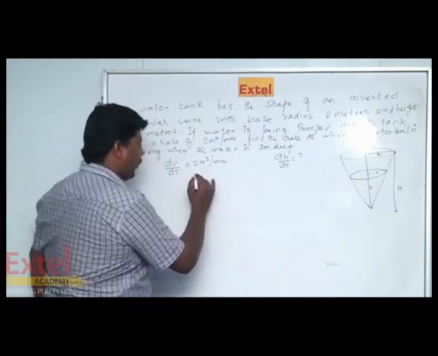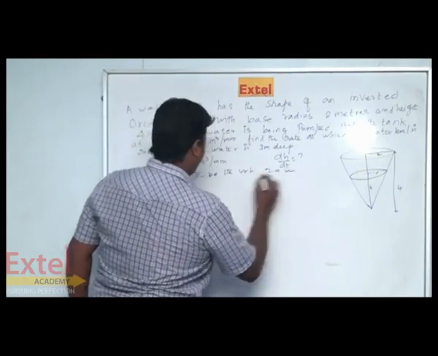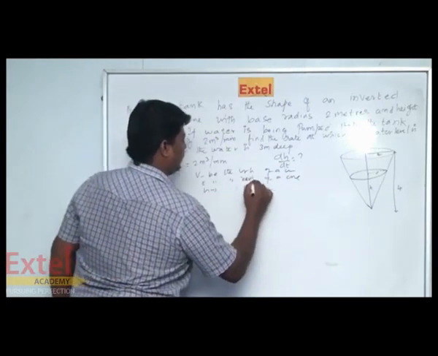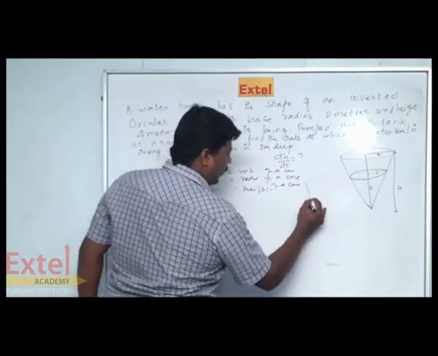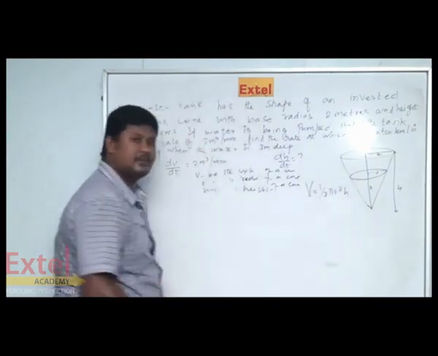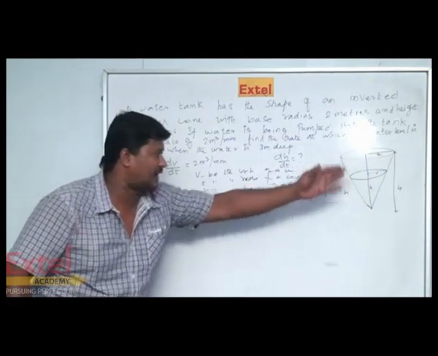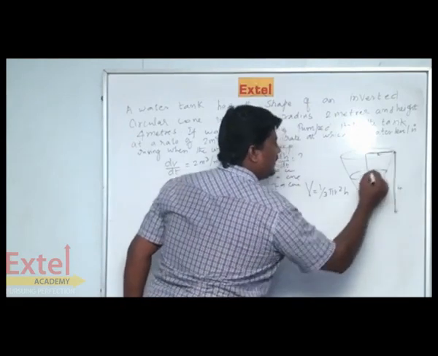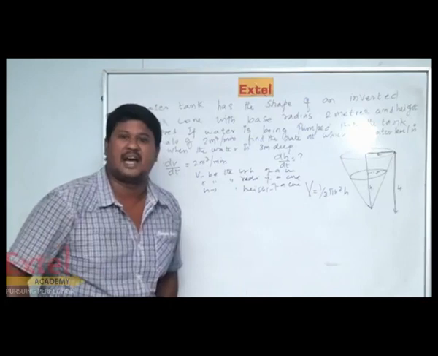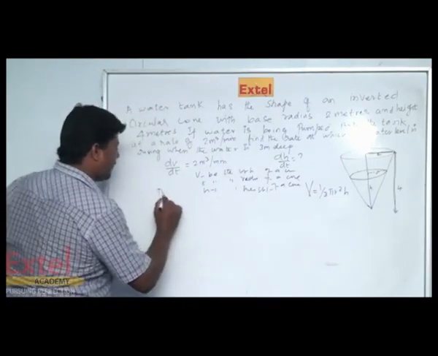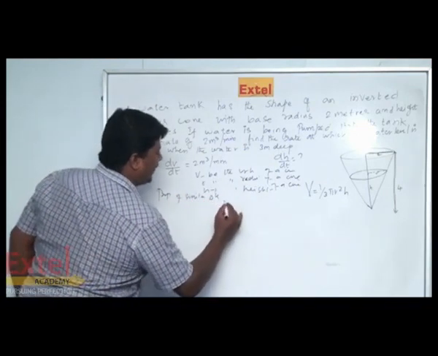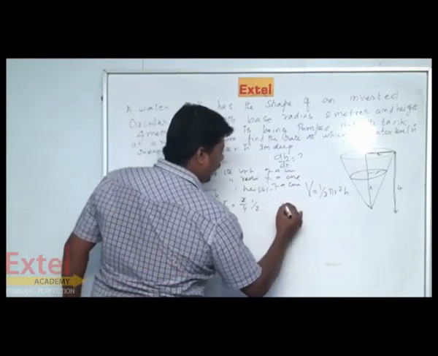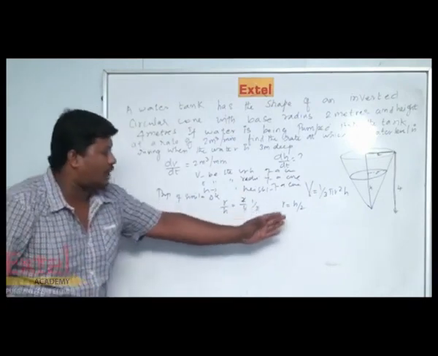Let V be the volume of a cone, r be the radius of a cone, and h be the height of a cone. Then the volume of a cone is equal to 1 by 3 pi r square h. Here, by using the properties of similar triangles, I have already drawn the figure. This is the radius of the given cone and the height, that is 4. This is the smaller cone, whose radius is r and height h. Now by the property of similar triangles, r by h is equal to 2 by 4, which is equal to 1 by 2. Therefore r is equal to h by 2. You can substitute r equals h by 2.